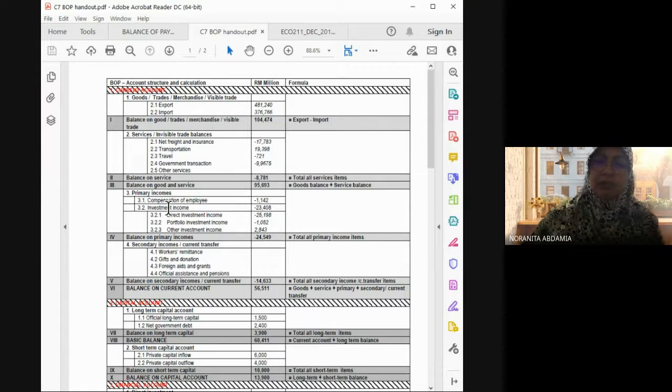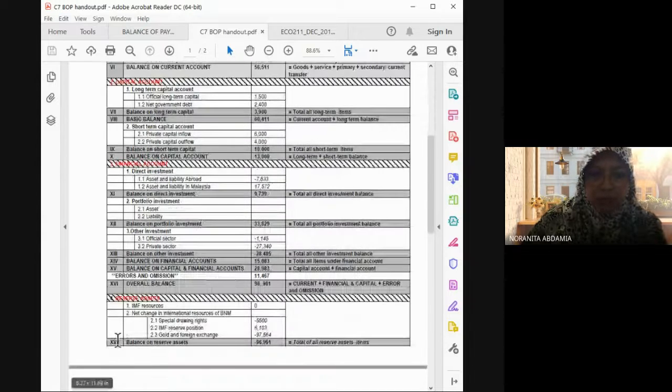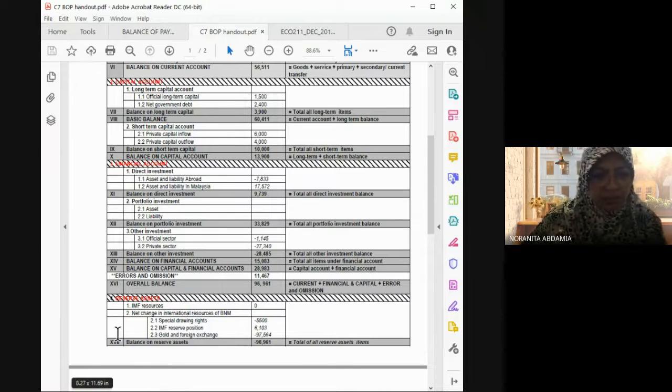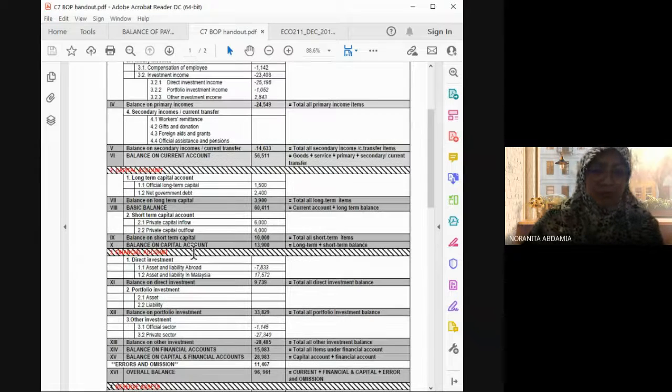Okay, look at this. The numbers I put here, 1, 2, 3, all the way down. What number is the last one? That's a Roman number. How many is this? There are 17. Very good. What does this 17 mean? It means the calculations or the formulas that you have to remember for this balance of payment record.